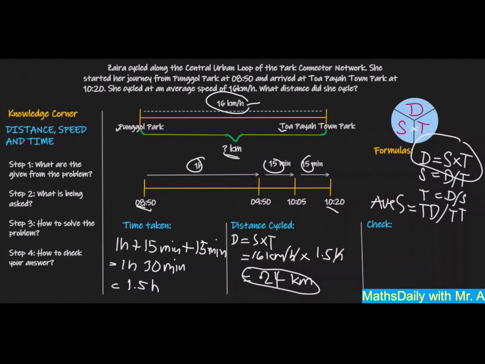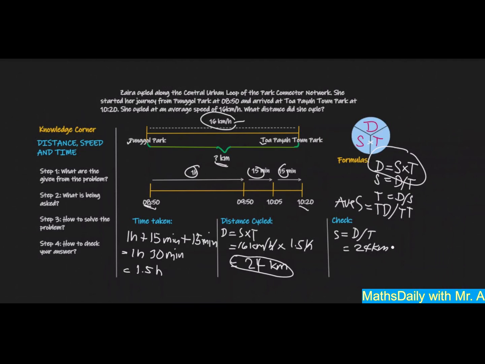Now, if you want to check your answer, whether your answer is correct or not, you can make use of the formula for speed or the formula for time. Since the average speed was given, let's make use of the formula for speed. So speed equals distance divided by time. Let's substitute 24 kilometers divided by 1.5 hours. This will give us 16 kilometers per hour. And there you go. Our answer is correct.